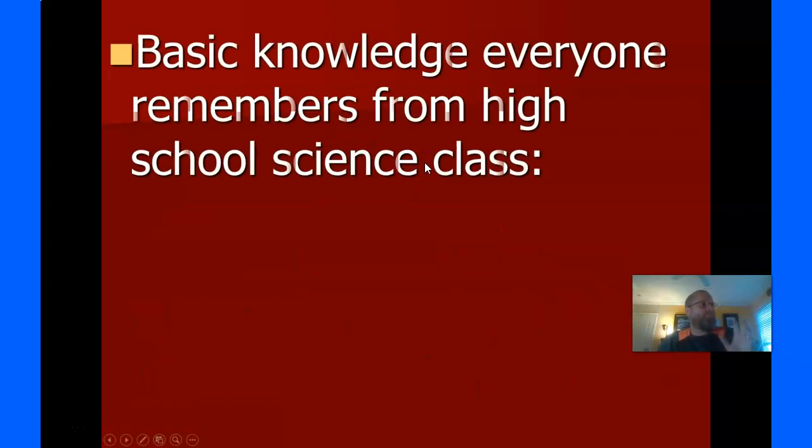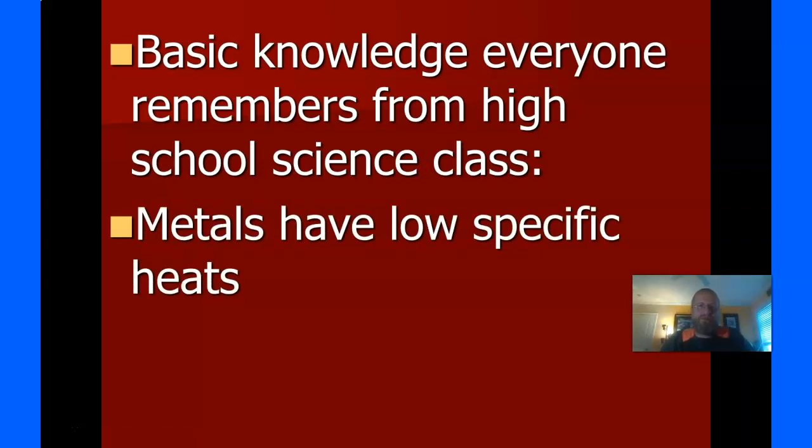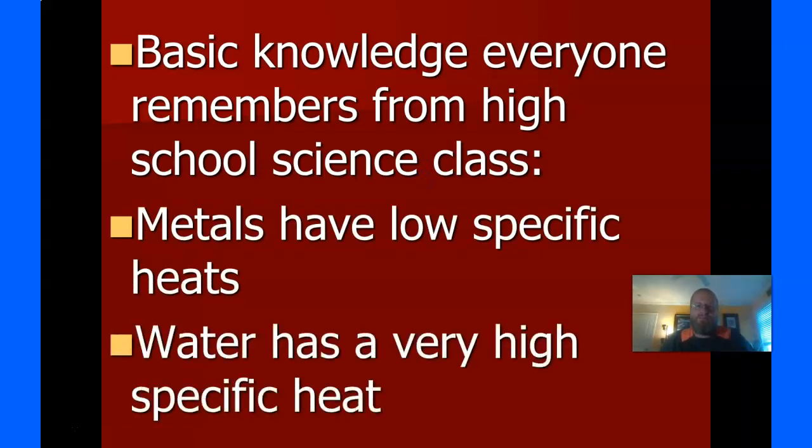Okay, so basic knowledge everyone remembers from high school science class, even your parents, yes, them too. All metals have low specific heats. Water has a very high specific heat. Low specific heat means it heats up easily and it cools off easily. High specific heat means it's much harder to heat it up, and once it's hot, it's much harder to cool it down. It takes more time.